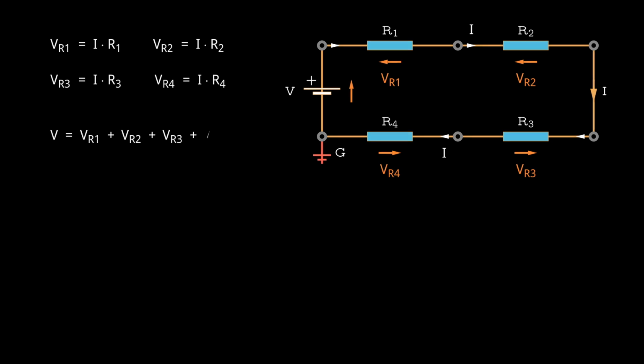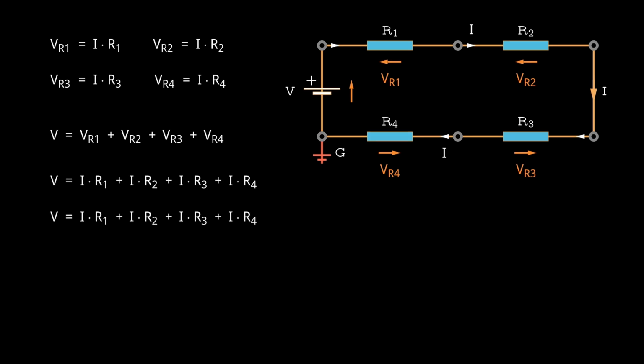The sum of the individual voltage drops from each resistor adds up to match the voltage provided by the source. We can replace the voltage drop across each resistor in this equation with their respective expressions, resulting in an equation that incorporates each resistor and the current flowing through the circuit. Next, we can factor out the current I from the equation. By simplifying the equation in this way, we can express it as the ratio of total voltage to current for the entire circuit.